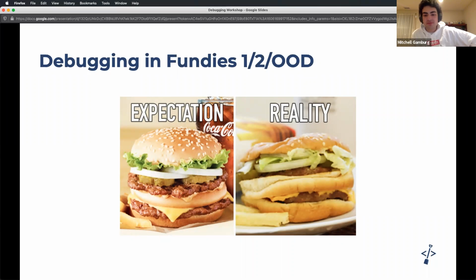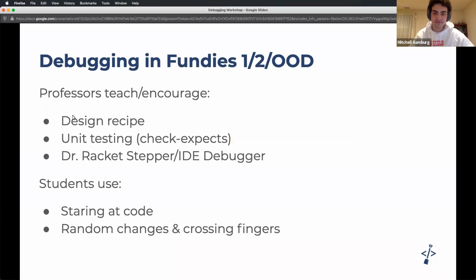So the professors that teach Fundies 1, Fundies 2, and OOD provide a lot of resources and have this very dreamy, ideal picture of what the process of debugging is like for students, but things don't always turn out that way. So do you want to go to the next slide?